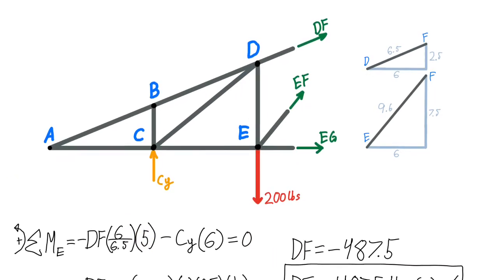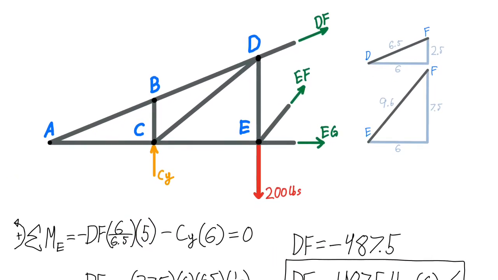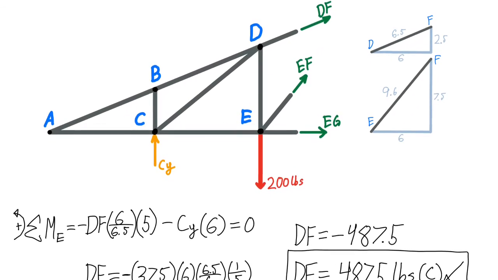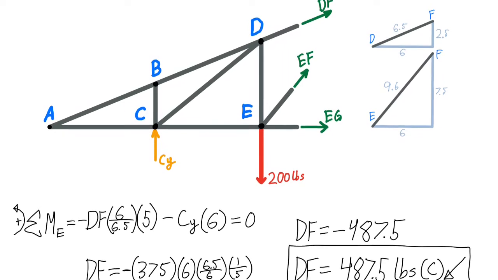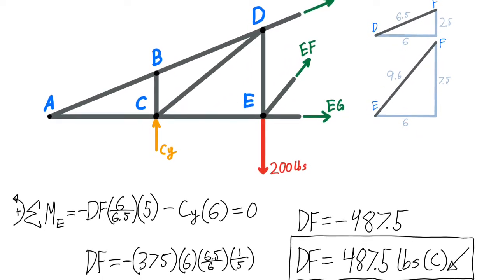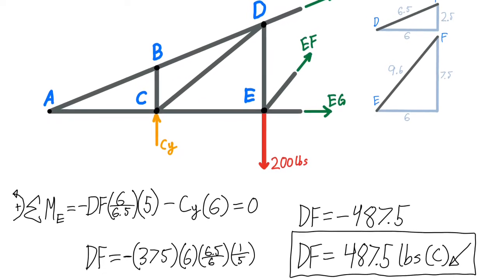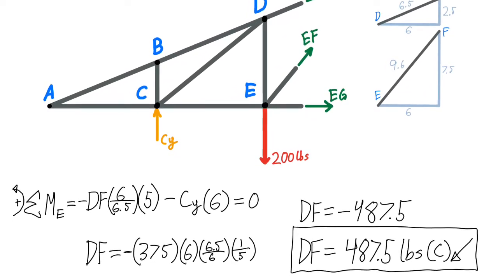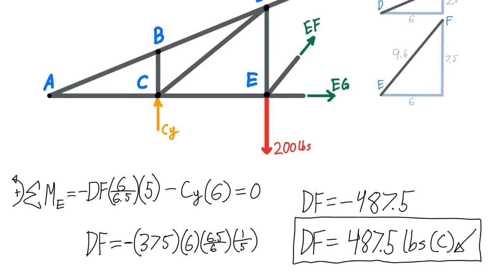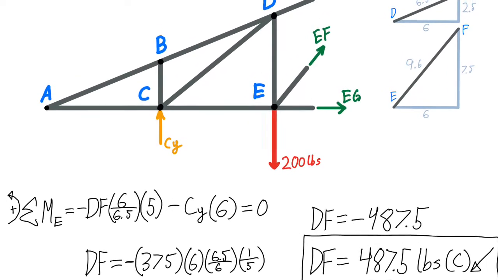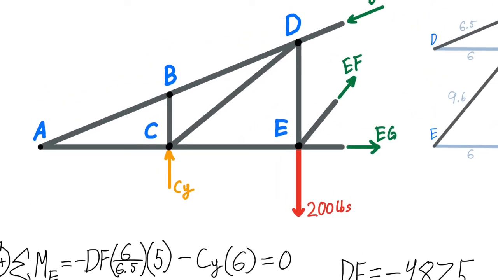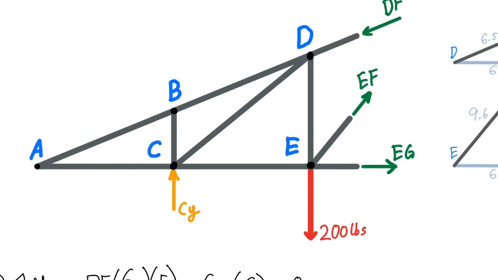We'll start by taking the sum of moments about E and solve for DF. Only the x component of DF will cause a moment about E, and the distance for it is 5 feet. We generally say that counterclockwise rotation is positive, so here, based on the direction of our forces, both are considered negative. Since we got a negative value for DF, this means that our assumption that the member was in tension was incorrect. Instead, we say that DF has an internal compression of 487.5 pounds, which points downwards towards D.